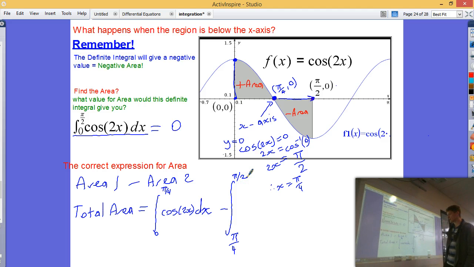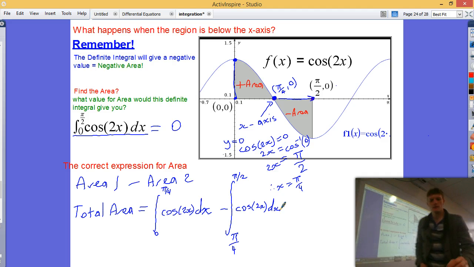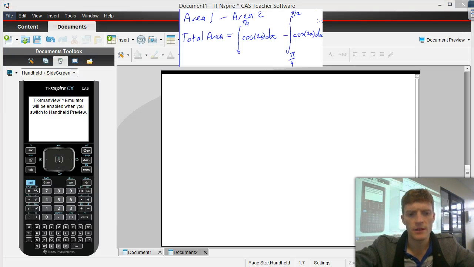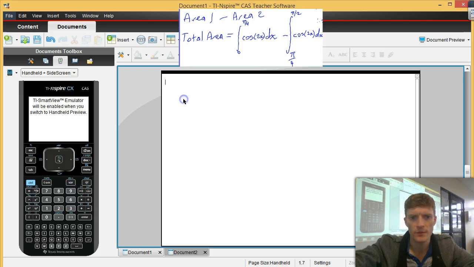Okay, so setting up our limits, now we put our function in, cos of 2x dx, and off we go. We want to integrate. Okay, pause. Let's see how we can use our CAS to assist us with evaluating this total area.